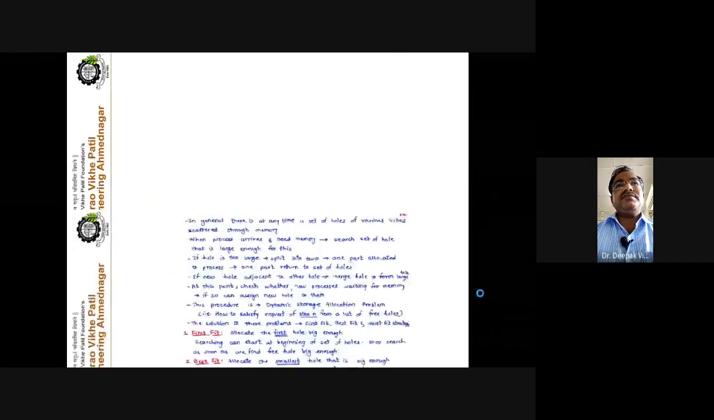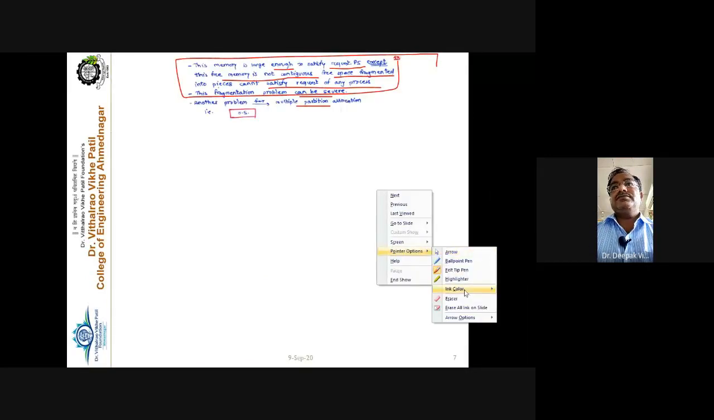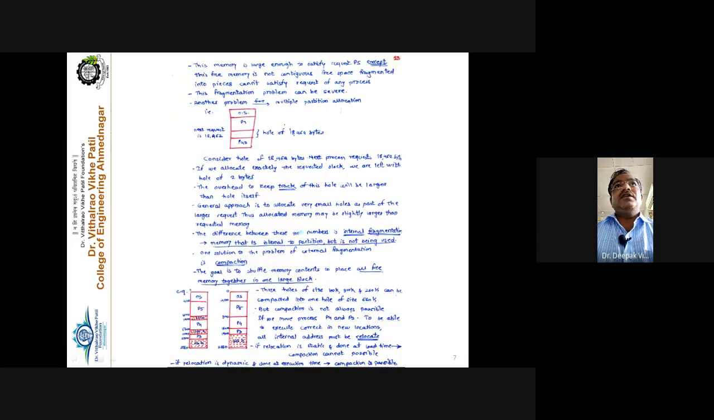So see here, consider a hole of size 18,464 bytes, meaning some figures are taken here. The memory hole of size 18,464 bytes is available, and the process requests only 18,462. So the meaning is that 2 bytes remain as they are. So what does the operating system do here?